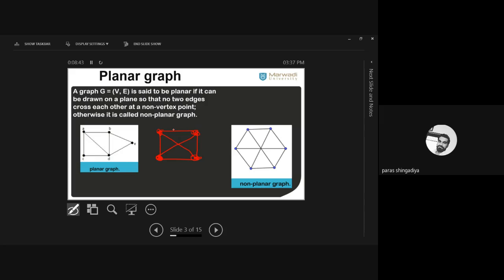That means you have to redraw it, you have to draw it such that, if it is possible to draw such a graph without crossover of the edges, where all the connections will be as they are, all the degrees will be as they are, all the vertices will be as they are, all the edges will be as they are. But you have to redraw this graph in such a way that we can remove the crossover between the edges.